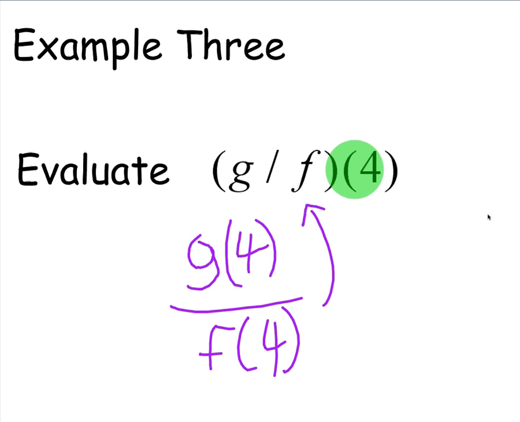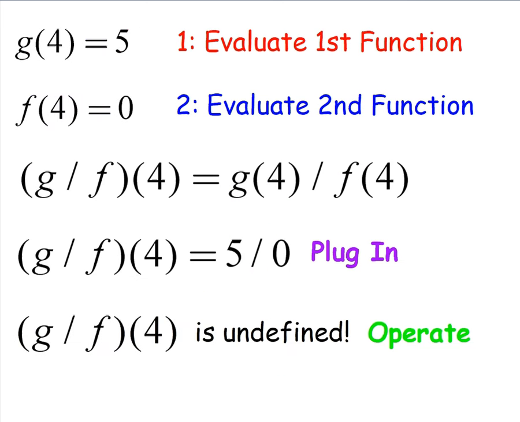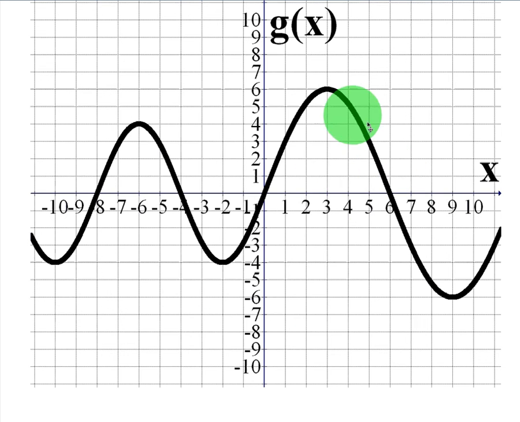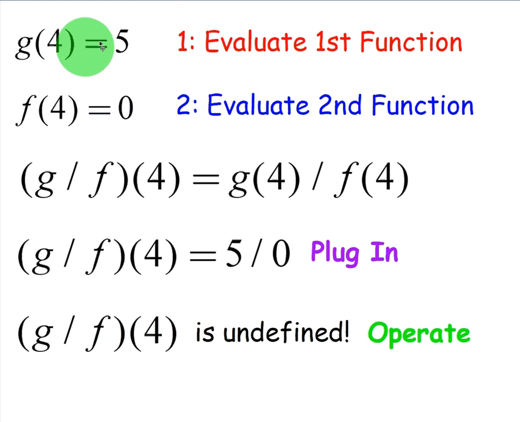So we're going to do the same steps we've been doing. Step 1 is to evaluate the first function. So we want to figure out what g of 4 is. Again, this is the same thing. So let's take a look at g. Well, g of 4 is going to be equal to 5. So we're going to replace g of 4 with 5.